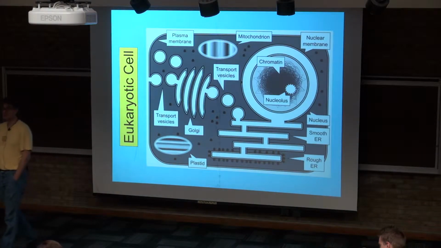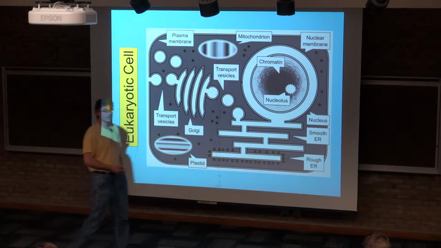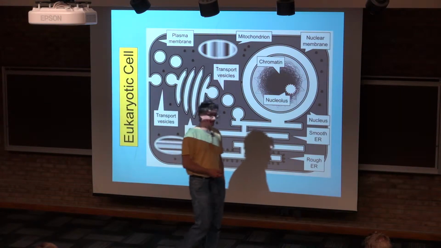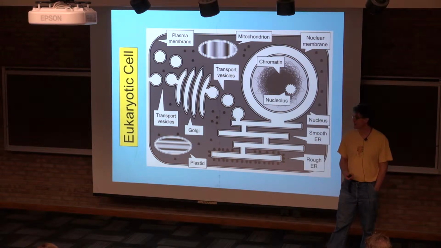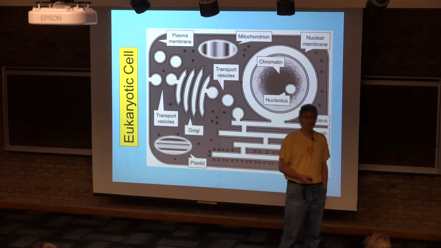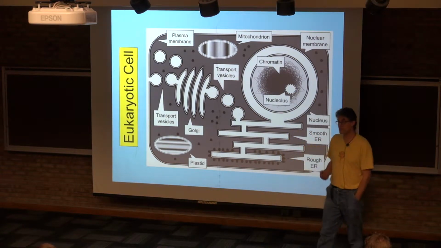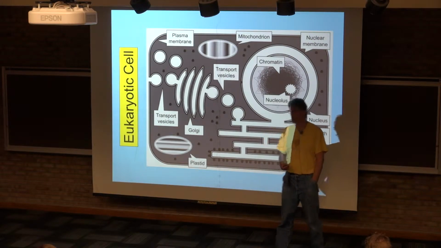So this is a generalized eukaryotic cell. You'll see in any introductory biology textbook a generalized eukaryotic cell. And the reason why they always say it's a generalized cell is because, in fact, no actual cell looks like these generalized cells, but they're trying to get as much information into these as possible.